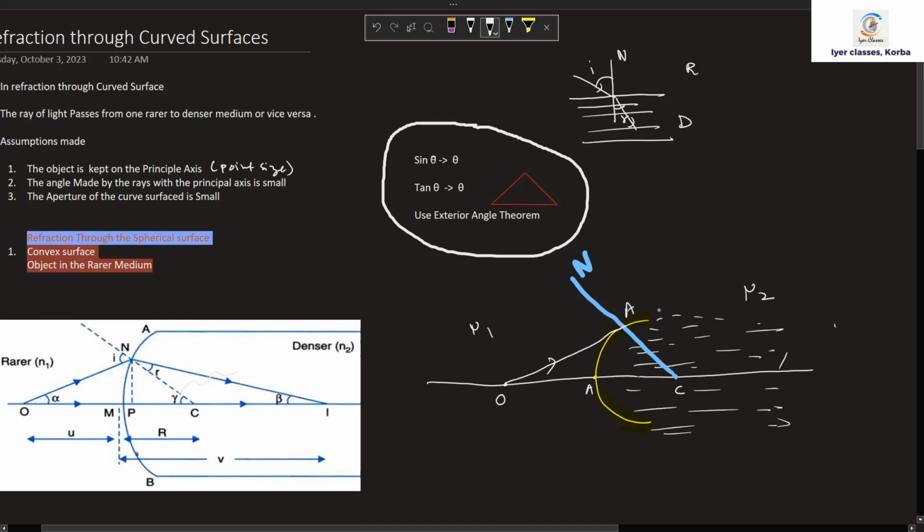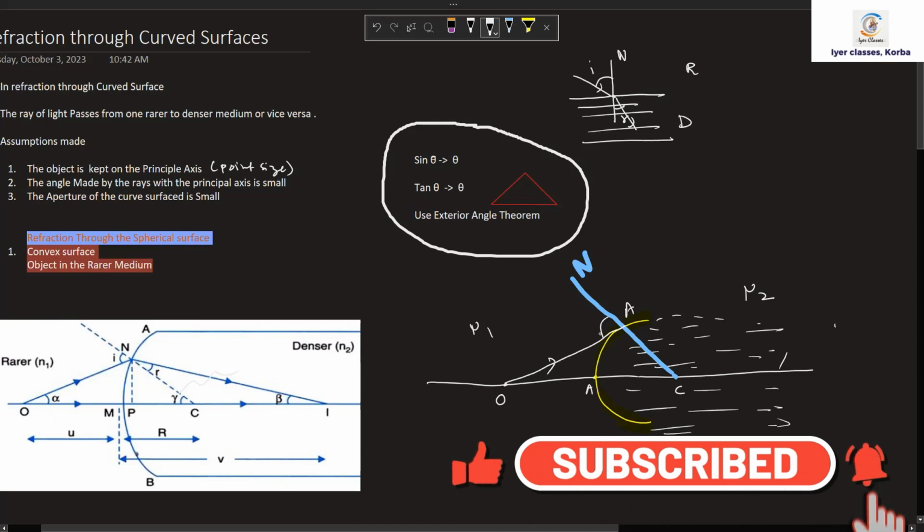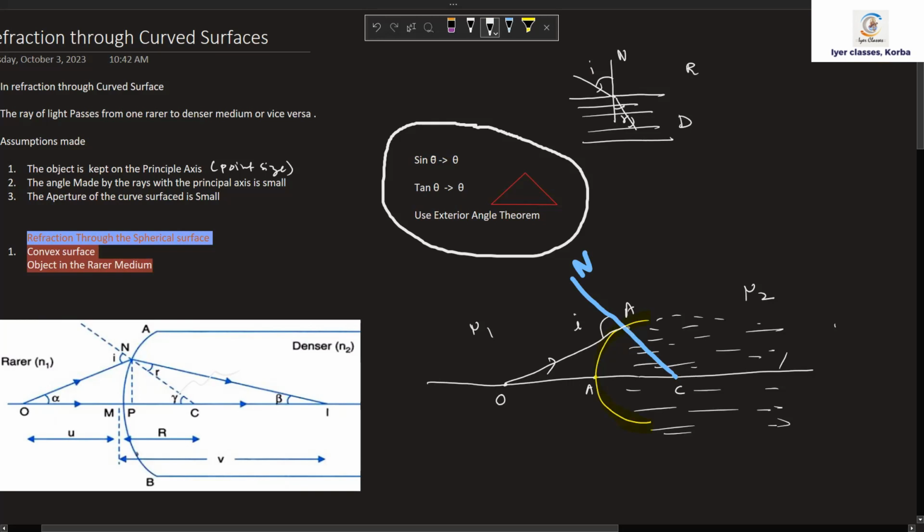Clear? Okay, now this is the normal. So the angle of incidence is the angle between the incident ray and the normal. I call this angle i. Now this ray, because it is entering the denser medium, should go towards the normal, and this is called the angle of refraction. Is this clear? Now there is another ray which comes out from O itself, but this time it travels towards the pole of the mirror, goes on and meets this refracted ray, and both of them converge and form an image at I. Clear?